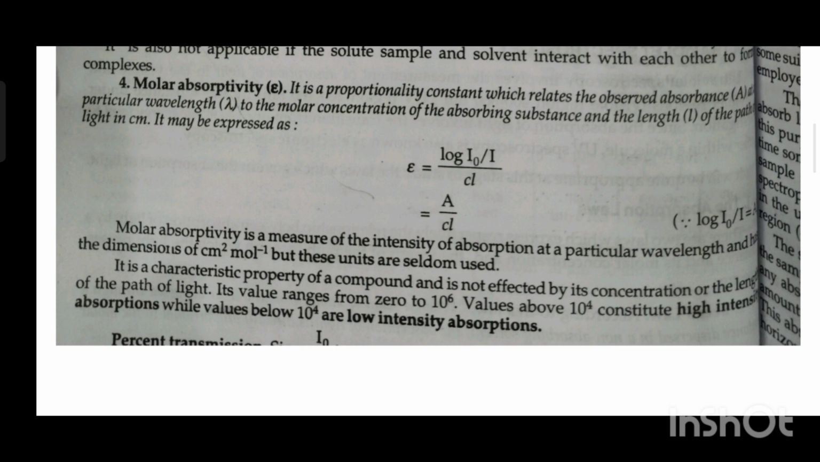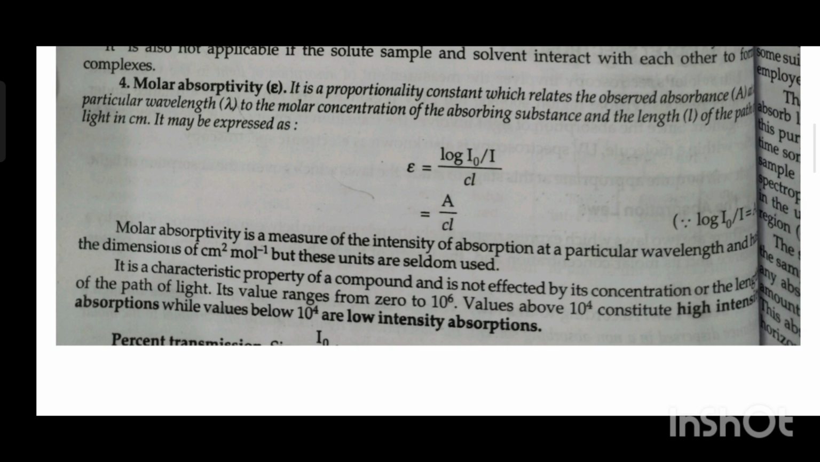Molar absorptivity is a measure of the intensity of absorption at a particular wavelength, and its dimension is centimeter square per mole, but these units are seldom used. It is a characteristic property of a compound and is not affected by the concentration or the length of the path of light. Its value ranges from 0 to 10 to the power 6.